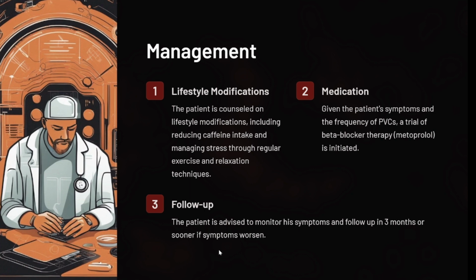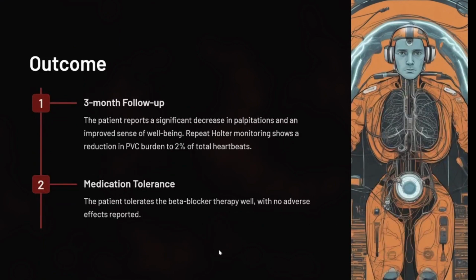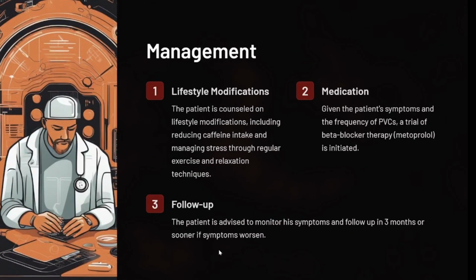Outcome: at the 3-month follow-up, the patient reports a significant decrease in palpitations and an improved sense of well-being. Repeat Holter monitoring shows a reduction in PVC burden to 2% of total heartbeats. The patient tolerates the beta blocker therapy well, with no adverse effects reported.